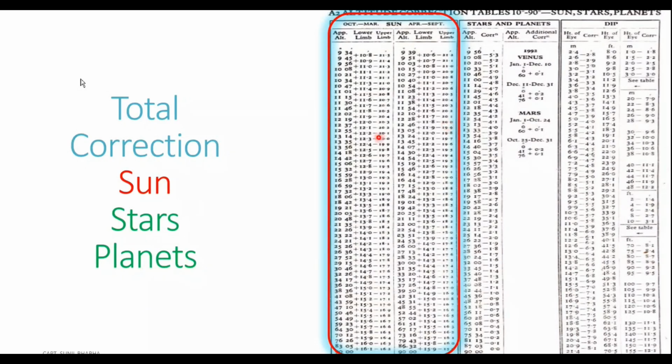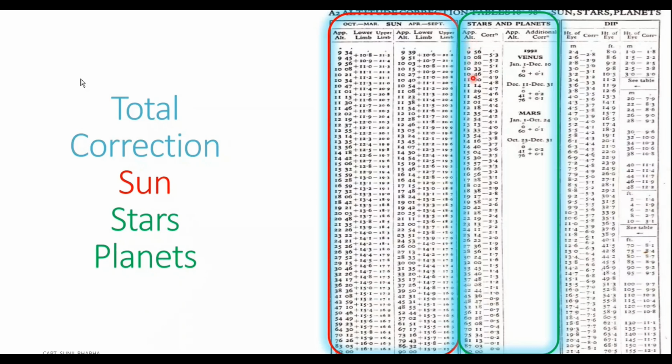Now moving to the second celestial body, that is the stars, and the next one, that is the planets. Now for stars and planets, we have a single table. The second table which you see on the first page of the almanac gives you the total correction for stars as well as planets. This table is also entered with apparent altitude.